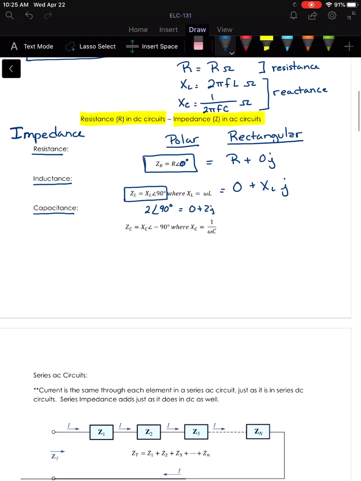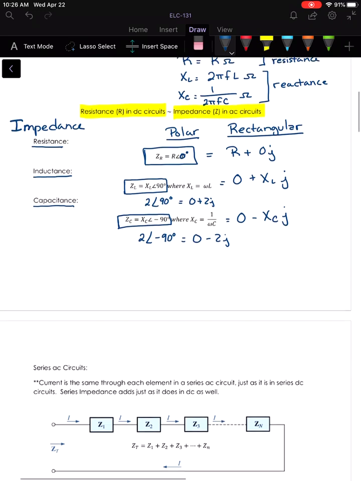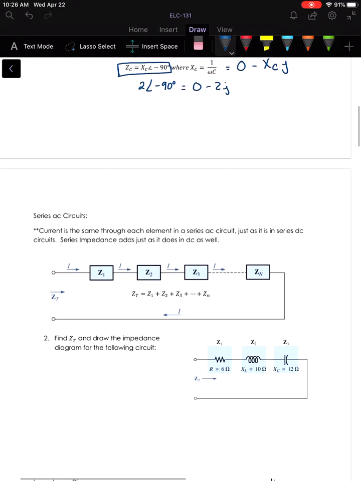Now for a capacitor, we have the reactance of the capacitor at -90 degrees, and in rectangular form that would be 0 minus X sub C times J. Again, same example. If we had 2 at -90 degrees and you converted that to rectangular form, you would see that that's 0 minus 2J. And we'll practice with that a little bit.